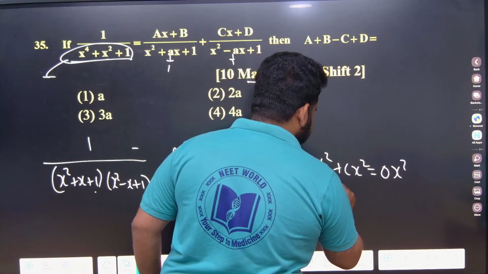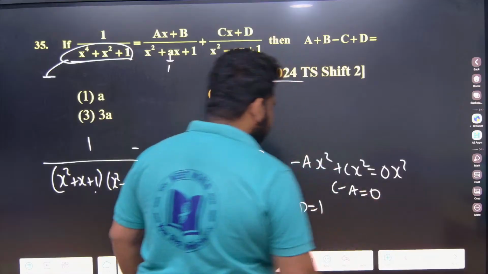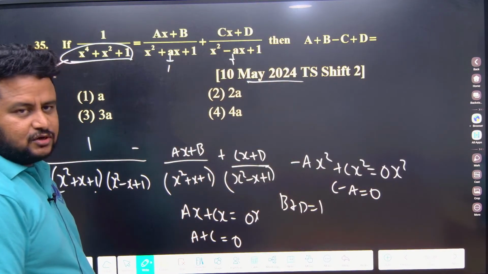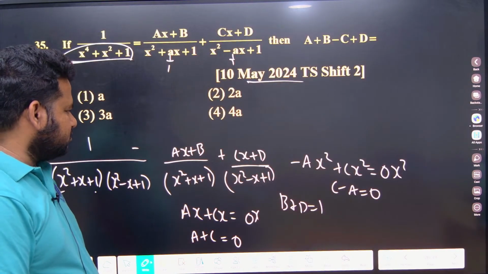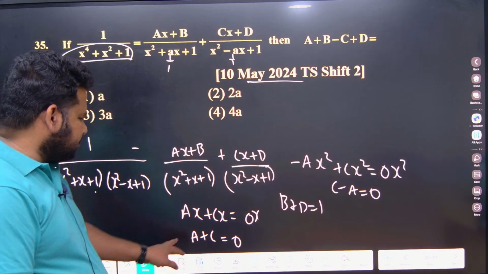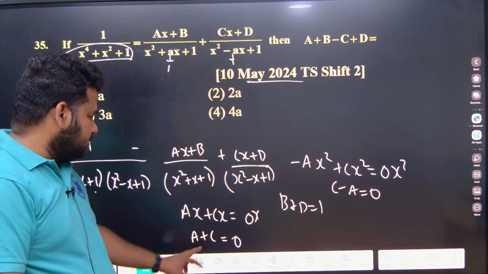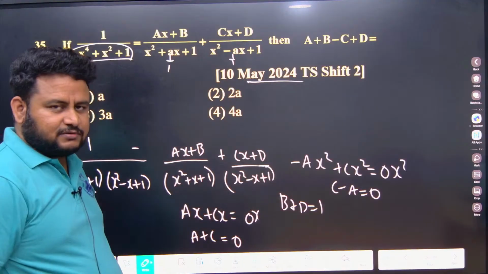So that gives us what? C minus a is equal to 0. We got c minus a is equal to 0. What about this? C plus a is equal to 0. We have also got a plus c is equal to 0. C minus a is also equal to 0, we got it.